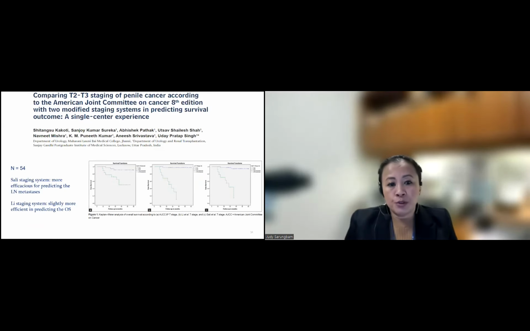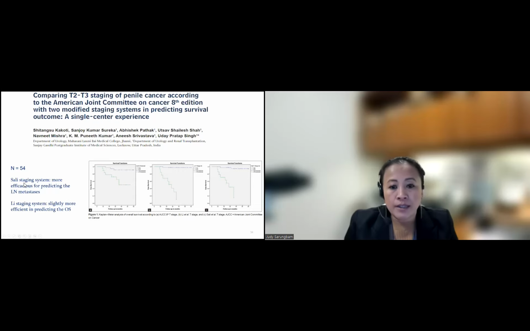The above two proposed staging systems were compared with the AJCC 8th edition by Kakoti et al. in a group of 54 patients. They found that pT2 and pT3 by all staging systems show a statistically significant difference in survival outcome with penile cancer, as shown here in these three Kaplan-Meier curves.